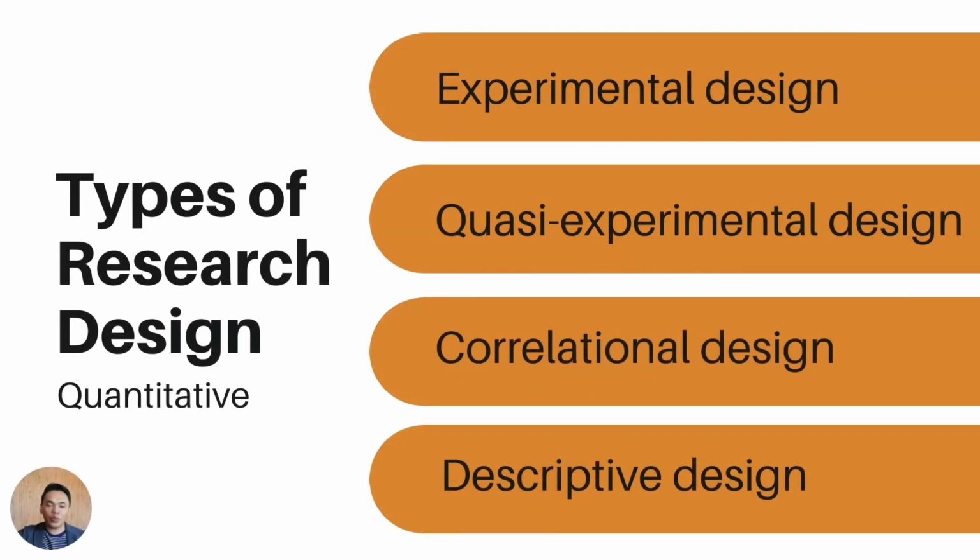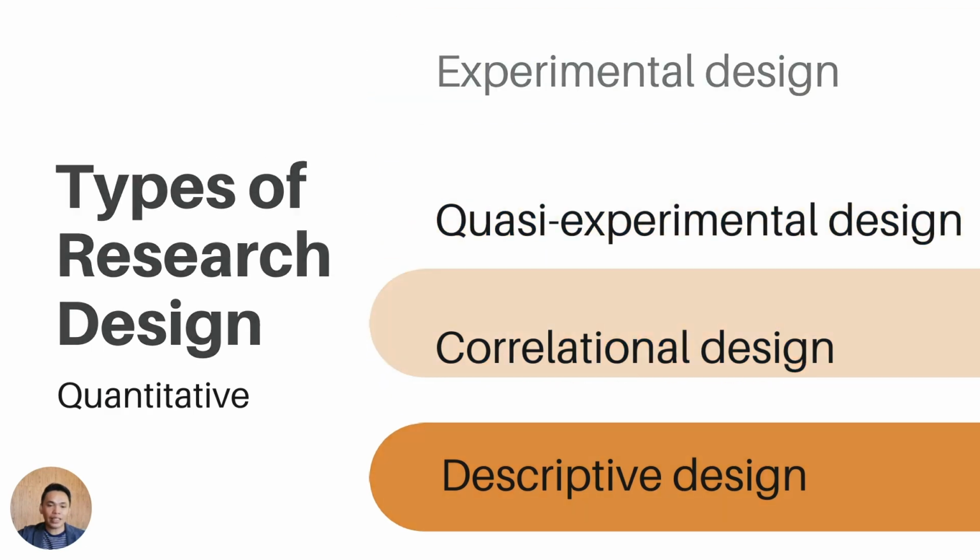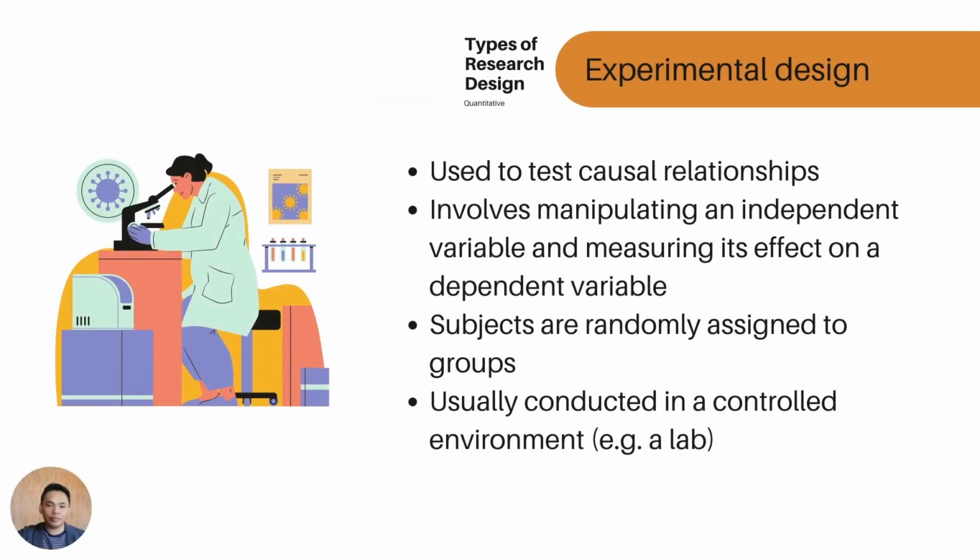So if you have already chosen what type of research you are going to take, it is now time to choose the most appropriate research design. The following are common types of quantitative research design. We have experimental design, quasi-experimental design, correlational design, and the descriptive design. Let's tackle first experimental design.